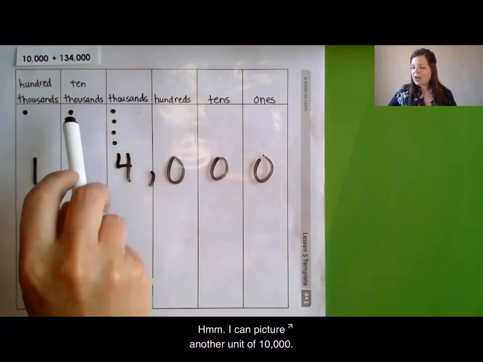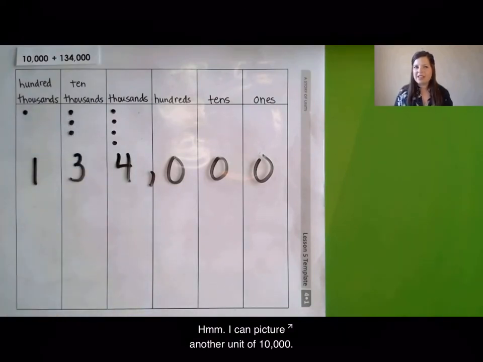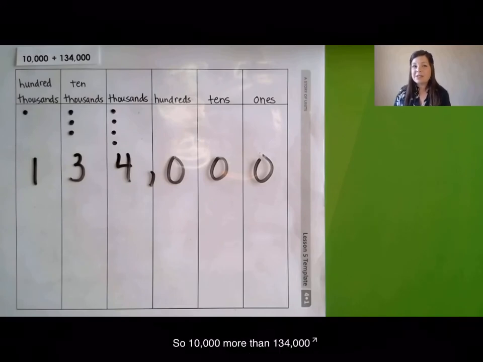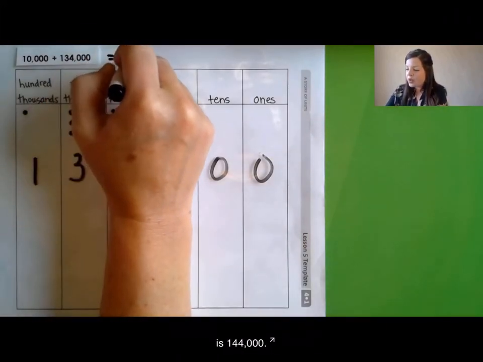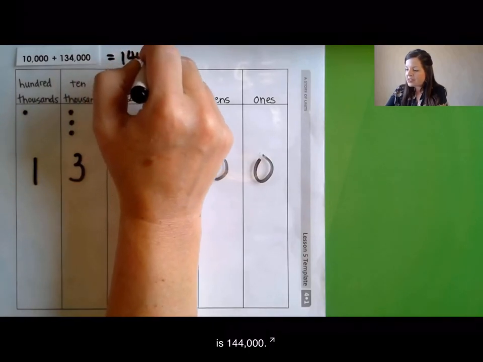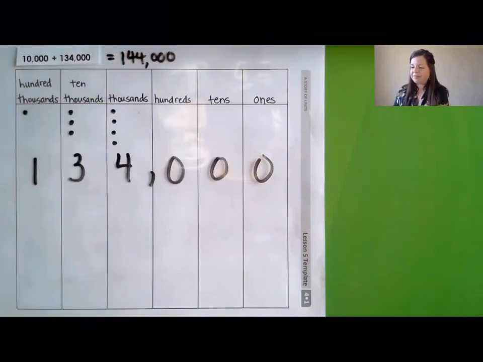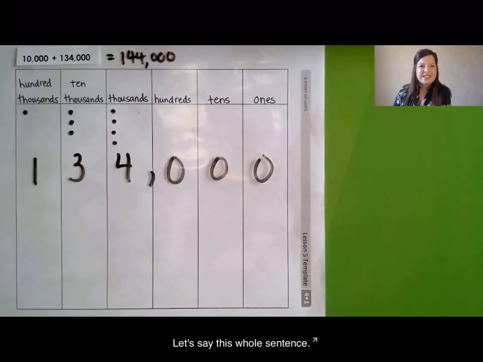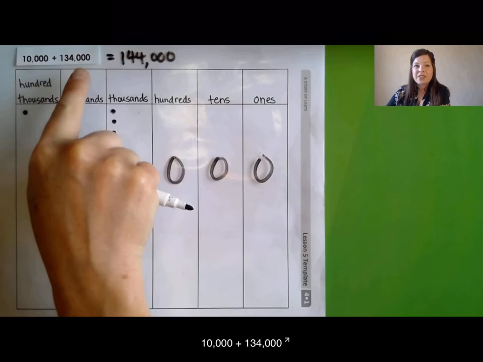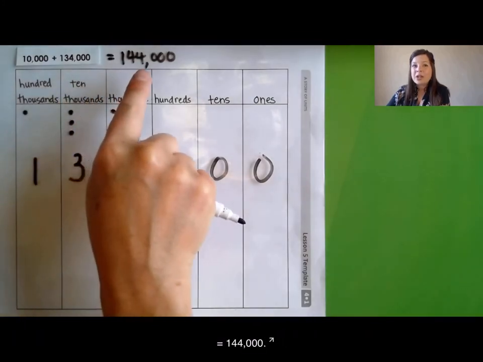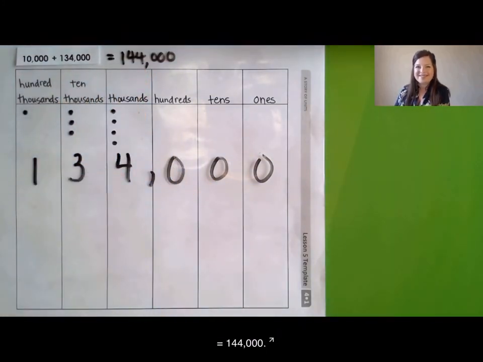I can picture another unit of 10,000. So 10,000 more than 134,000 is 144,000. Let's say this whole sentence. 10,000 plus 134,000 equals 144,000.